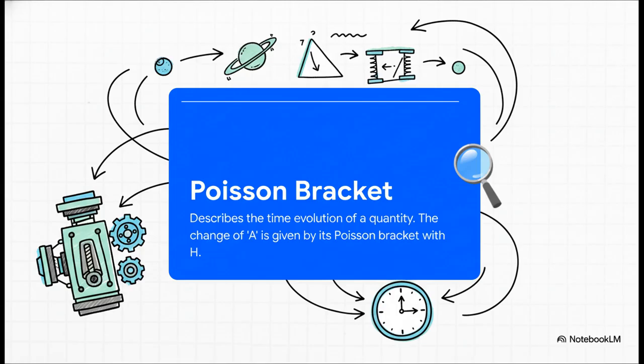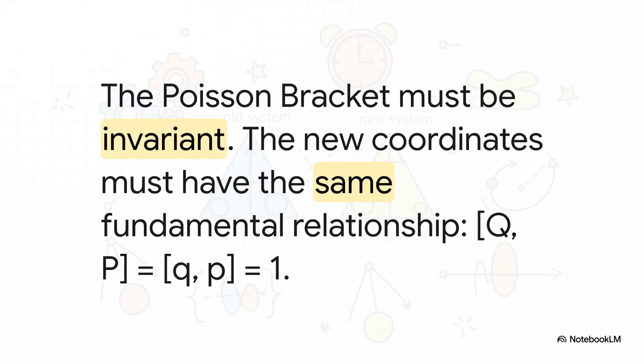So in a very real sense, the Poisson bracket is the engine that drives the dynamics of the whole system. So, if the Poisson bracket is the engine of the dynamics, then to keep the dynamics the same, we just have to make sure the fundamental structure of the Poisson bracket itself doesn't change. That's it. That's our guarantee.